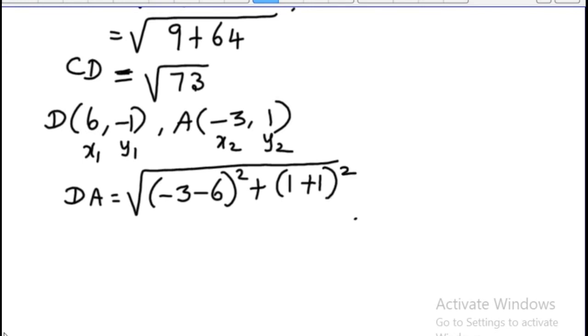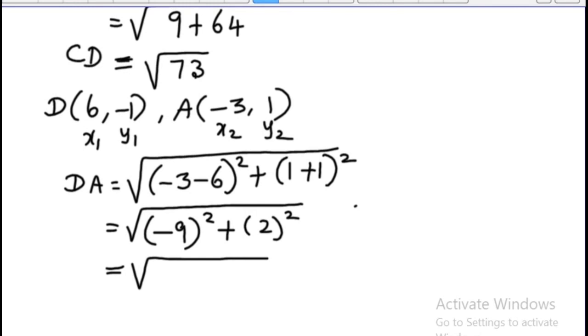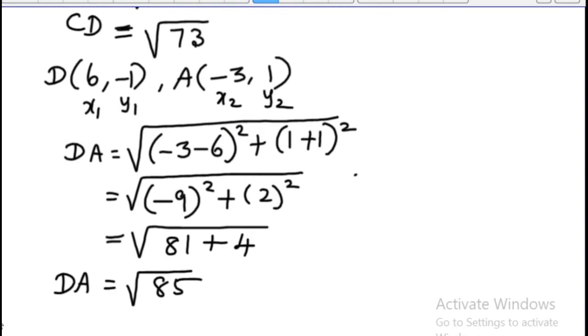It is whole square, so you will get minus 9 whole square plus 2 whole square. Therefore minus 9, when squared, becomes positive. 9 square is 81, plus 2 square is 4. Therefore root of 85. This is DA. See the values.